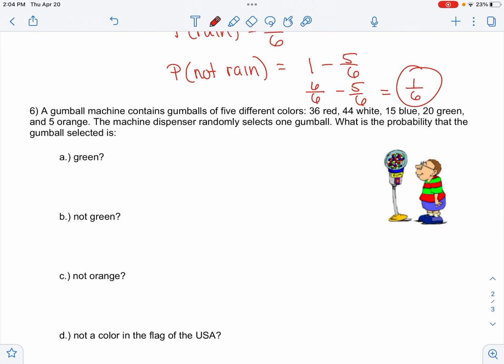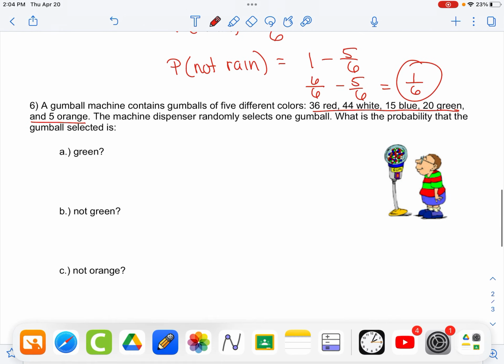A gumball machine contains gumballs of 5 different colors. They give us the colors. The machine dispenser randomly selects 1 gumball. What is the probability? So let's first find the total number.